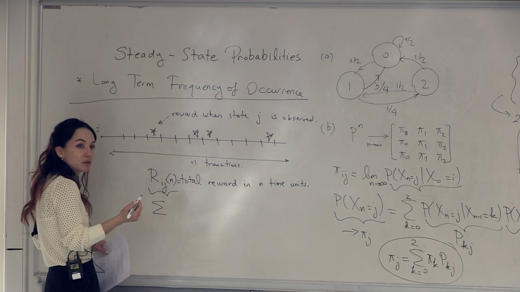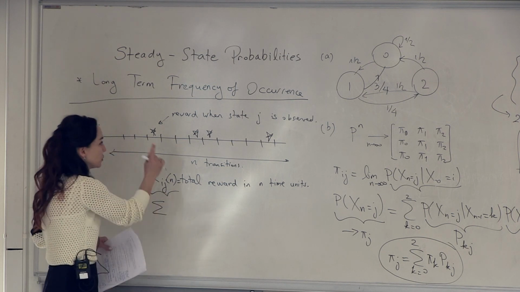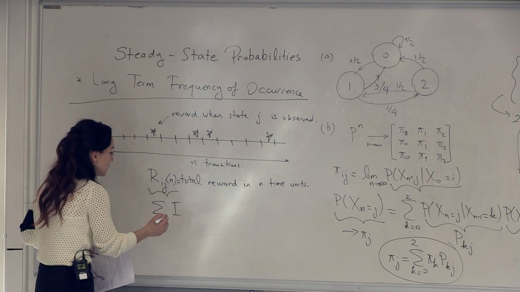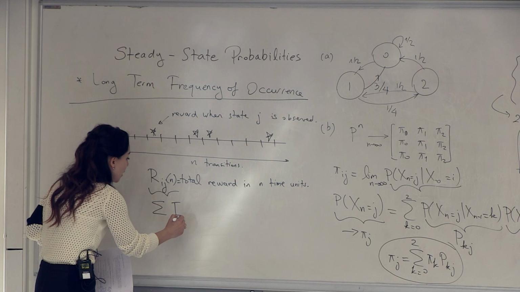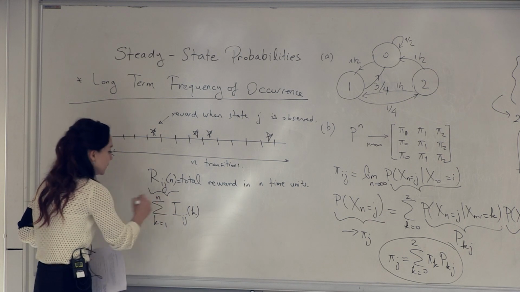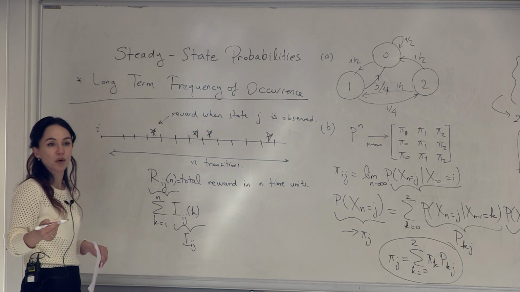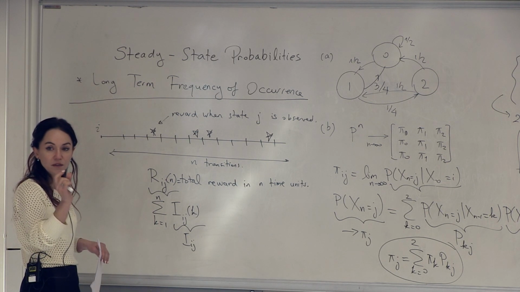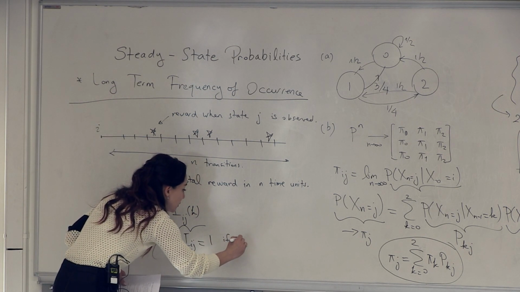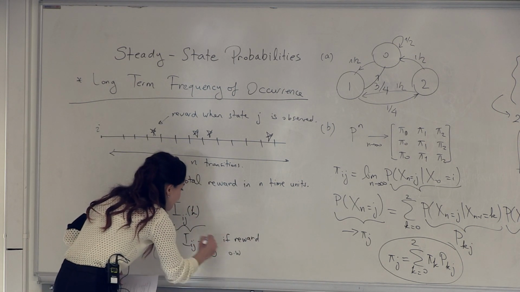Rij is a summation, a collected reward. It's a summation of ones, because I get a unit reward whenever j is visited. So maybe I can write it as a sum over k from 1 to n of Ij, where Ij is the indicator function of whether or not I get a reward during the transition k. So this is 1 if state j is visited, and 0 otherwise.